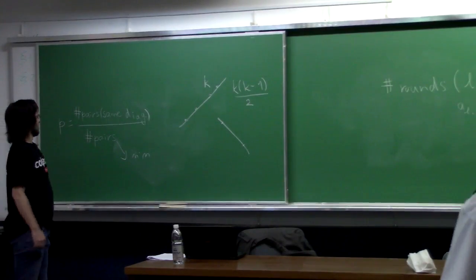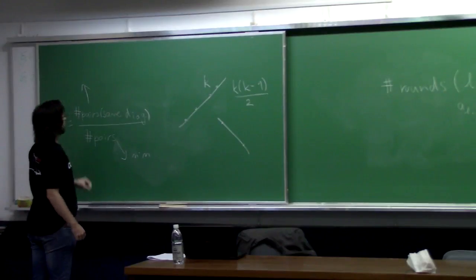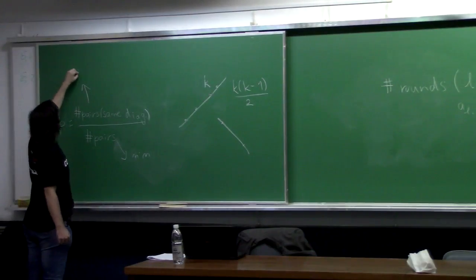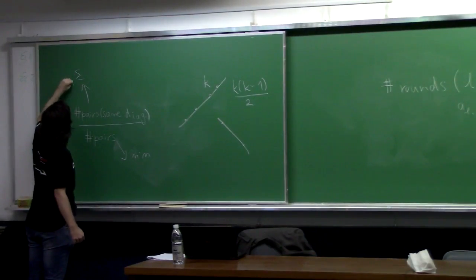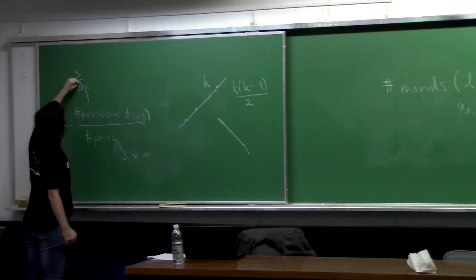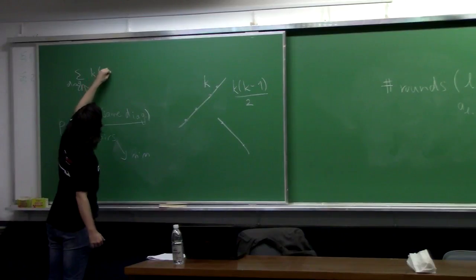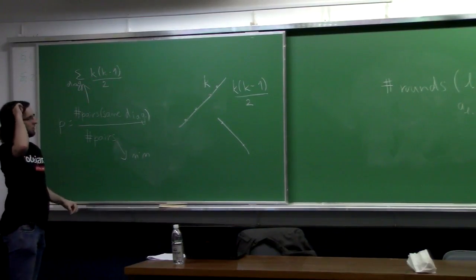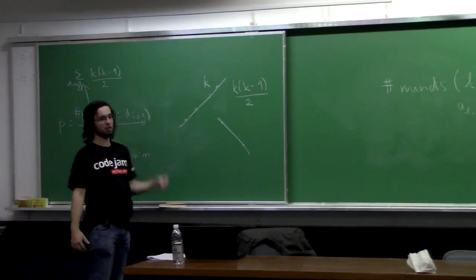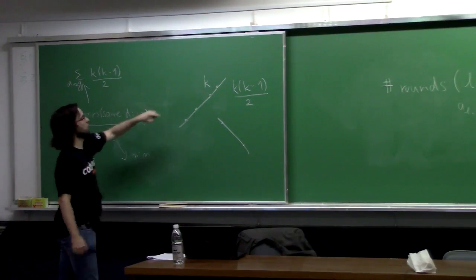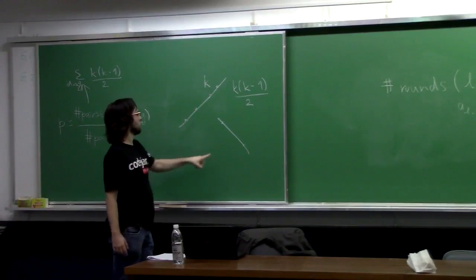So the number of pairs that are on the same diagonal is the sum over all diagonals of k times k minus 1 divided by 2, where k is the number of points on this diagonal, and this sum is taken over both these diagonals and these.